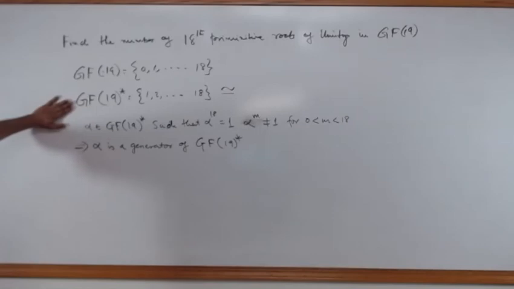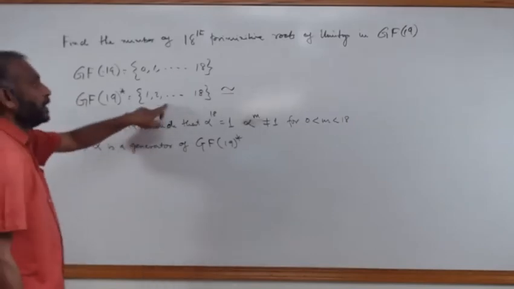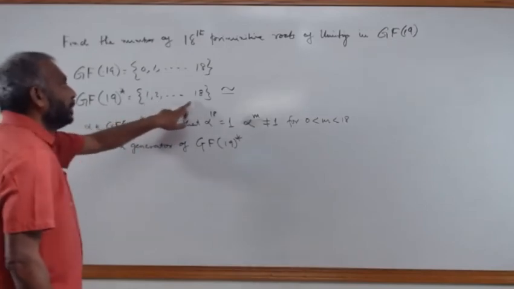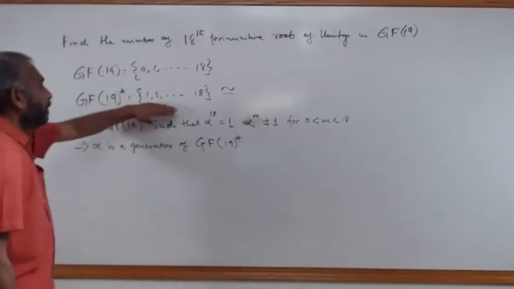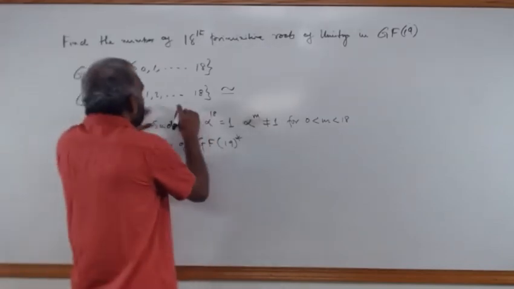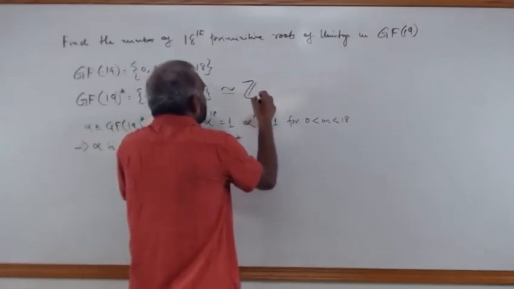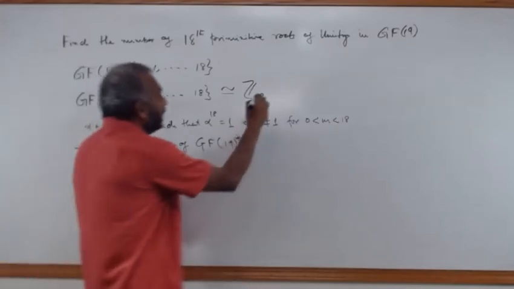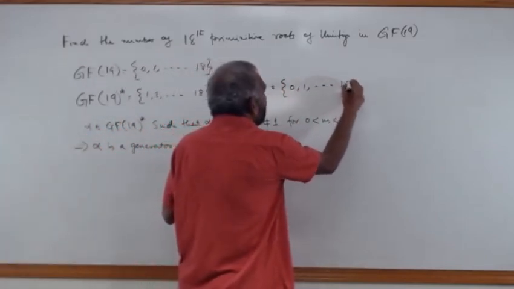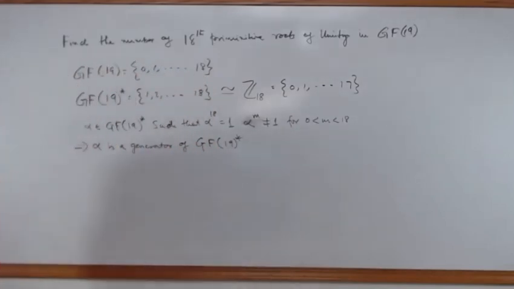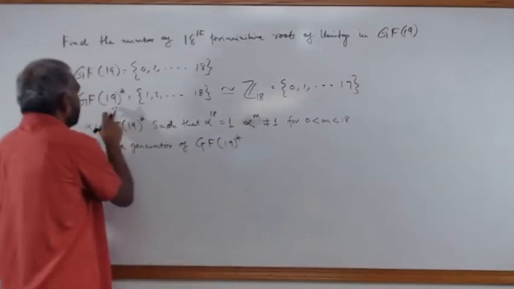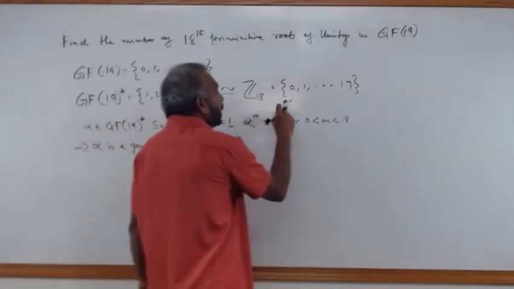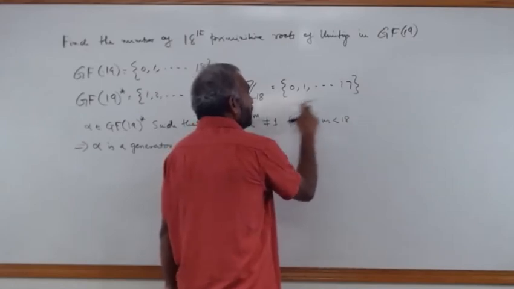But it is difficult to find a generator from here because it's multiplication. So what we are going to look at is whether there is any field that is isomorphic to this. There is one, actually Z18, which contains 0, 1, up to 17, with addition as the binary operation, which is much easier. Here, multiplication is the binary operation.